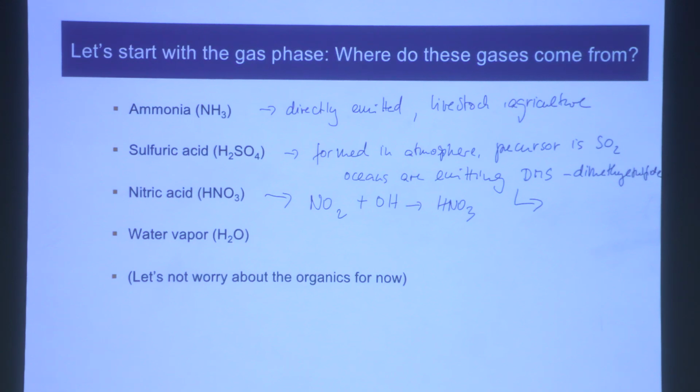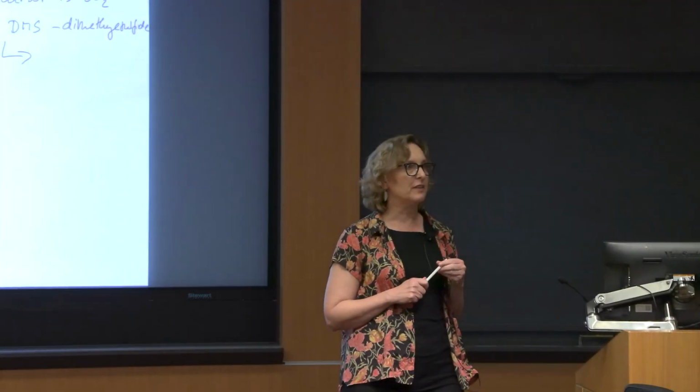Now, where does NO2 come from? Again, combustion. It could also be lightning, right? So lightning is a natural source of NO2, and it also comes from soils. Soils emit NO. And yeah. So water vapor we already mentioned.